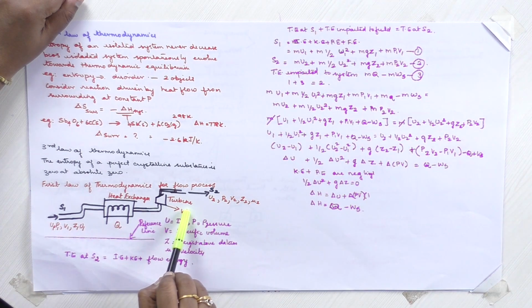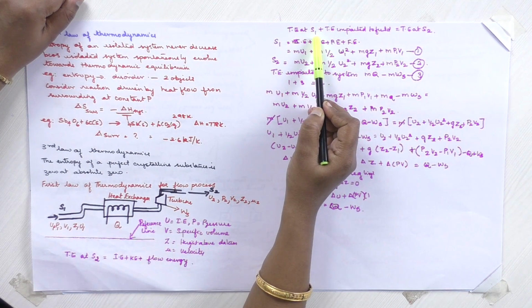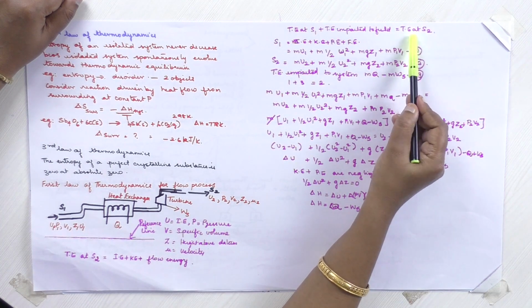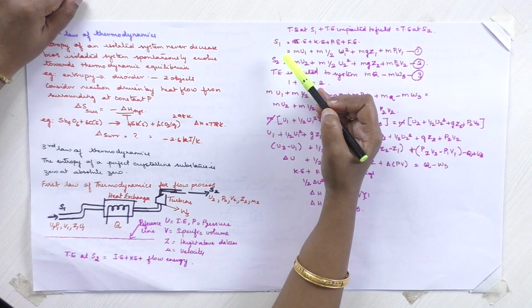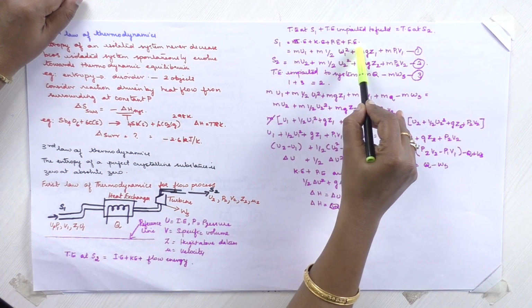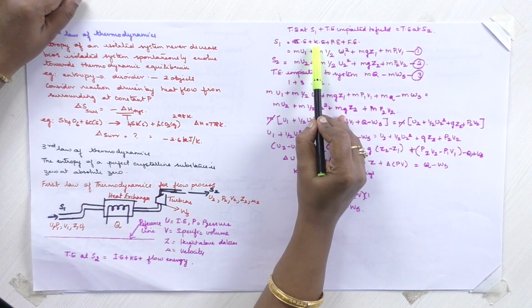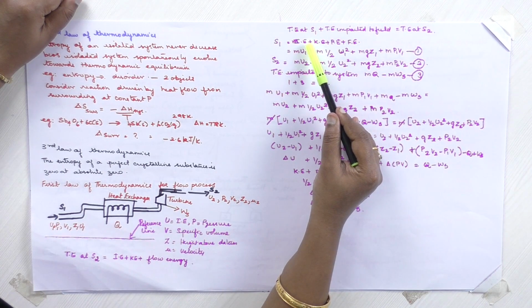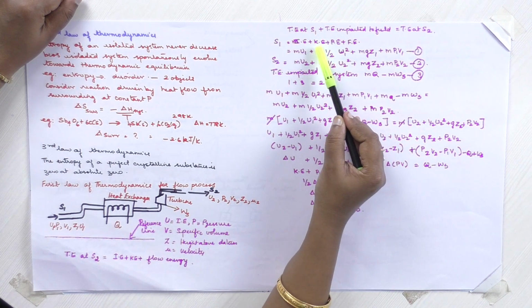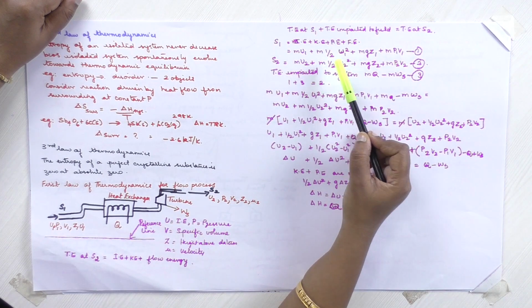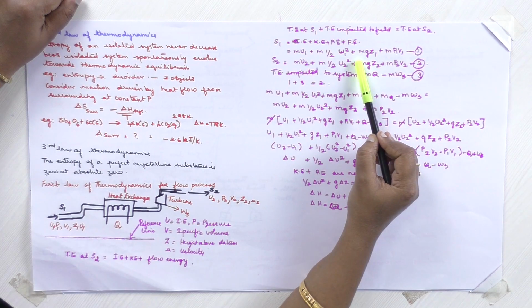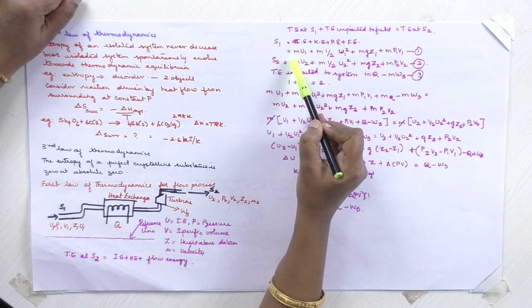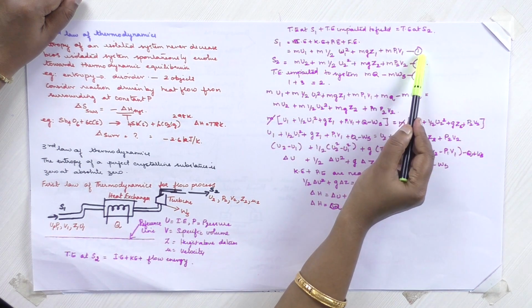So here the total energy at section 1 plus the total energy imparted to the fluid is equal to the total energy at section 2. First we are going to take the terms for section 1, which consist of the internal energy, the kinetic energy, the potential energy and the flow energy. The expression for internal energy is mU1, for kinetic energy it is m into half u1 squared, the potential energy is m into g into z1, and the expression for flow energy is m into P1 V1. We are considering this as the first equation.